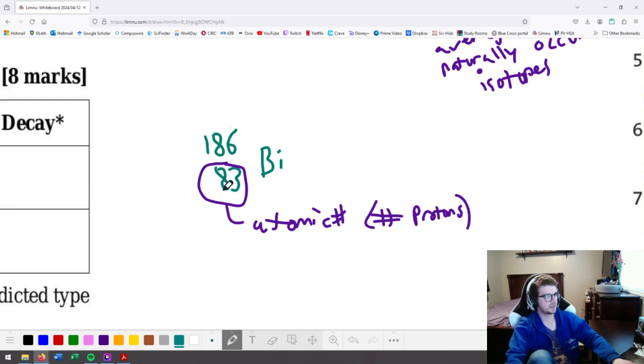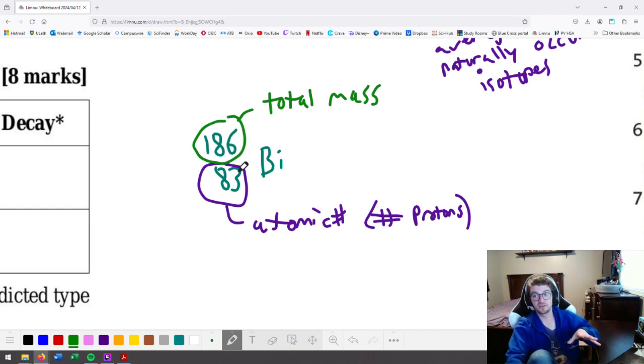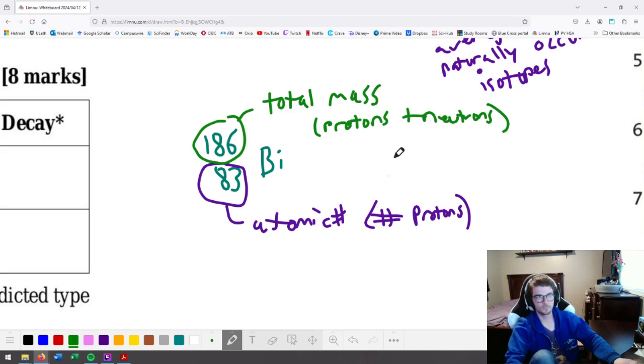And the 186 number is the total mass. So the 186 is the mass number: the number of protons plus the number of neutrons. So it's going to be protons plus neutrons. That's real nice. That is messy as hell. That's fine. We're going to go with it.